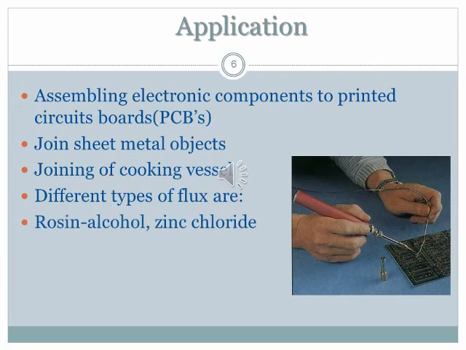So the very basic applications: assembling electronic components to printed circuit boards, joining sheet metal objects, joining of cooking vessels, using different types of flux like rosin alcohol, zinc alcohol, etc. So these are the very basic uses of the soldering process. Next we shall see the brazing process.